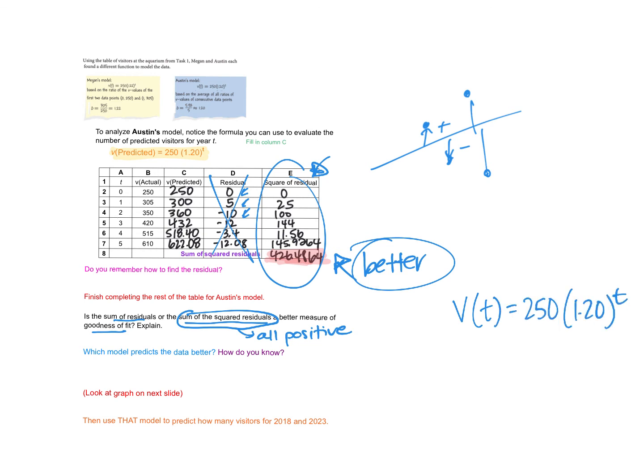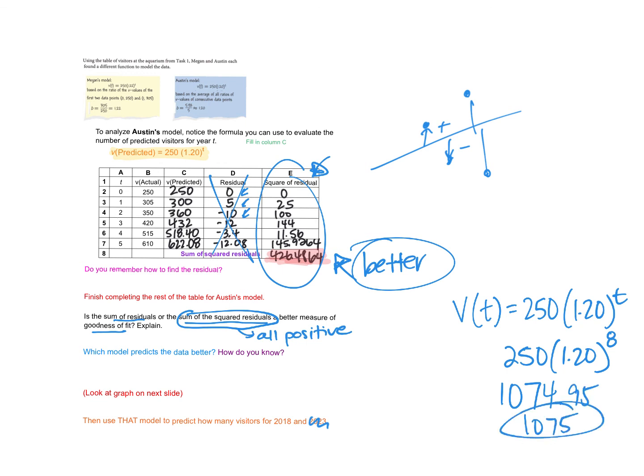Now, can you predict how many visitors there will be in 2018 using our equation? I'm going to do 250 times 1.20 to the 8th power, because year 0 was 2010, and it was 8 years from then. So I'm going to do 1.20 to the 8th power, and then times 250. My prediction is about 1,074.95, or about 1,075 visitors. So how close were you with your prediction?